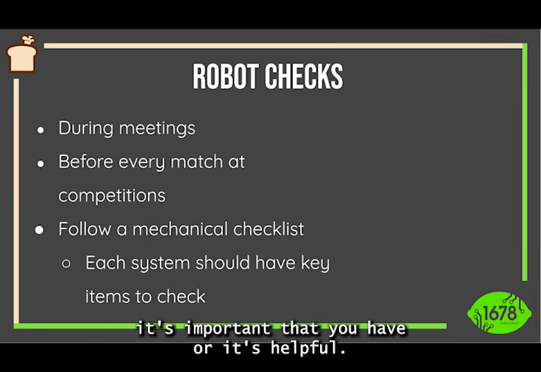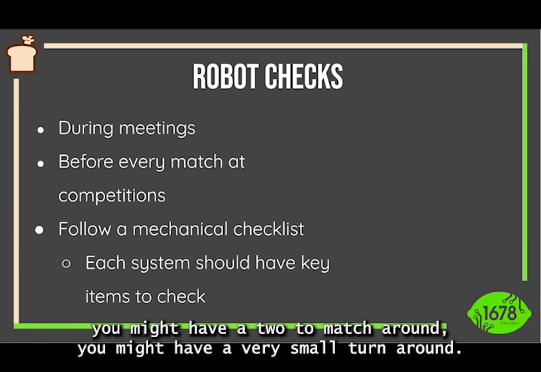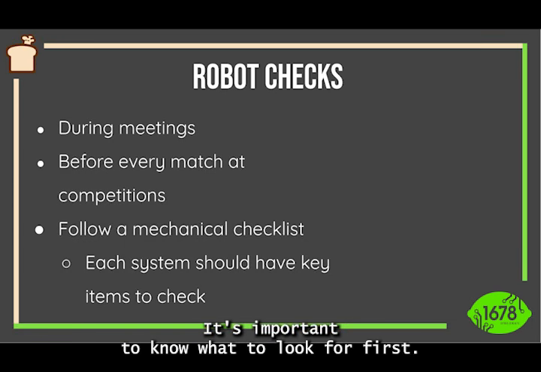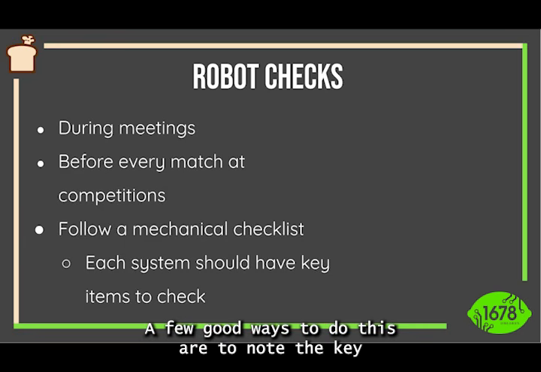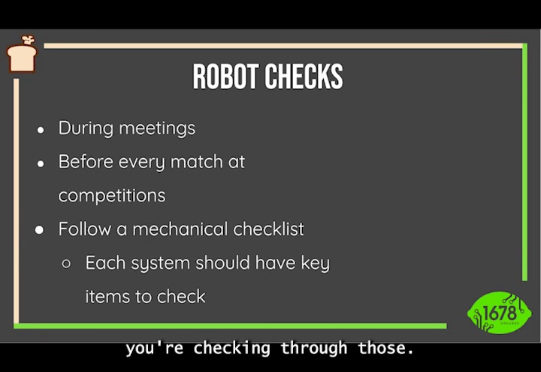It's helpful to have a mechanical checklist for things to point out on the robot, because you might have a very small turnaround. It's important to know what to look for first. A few good ways to do this are to note the key failure points on each mechanism and make sure that each match you're checking through those.